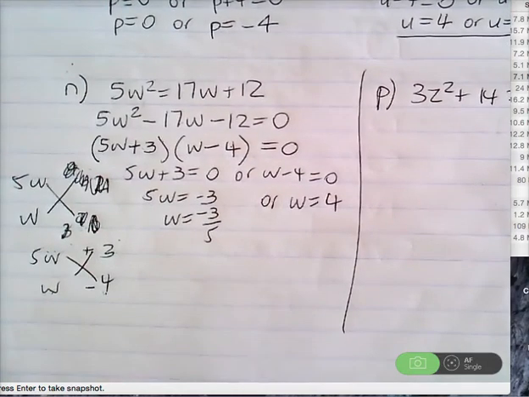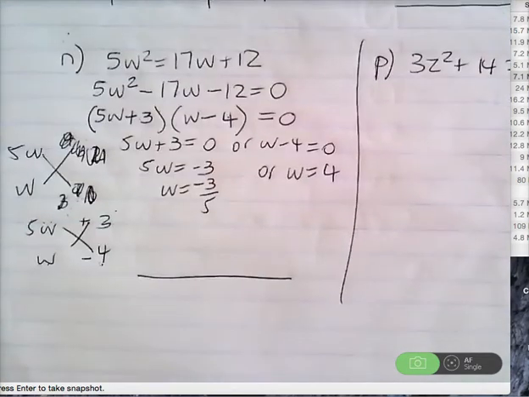Girls, are you okay? Hold on. Shh. Yes. With that step for when you do the cross method, would you do that other method just so we can see? All right. One sec.